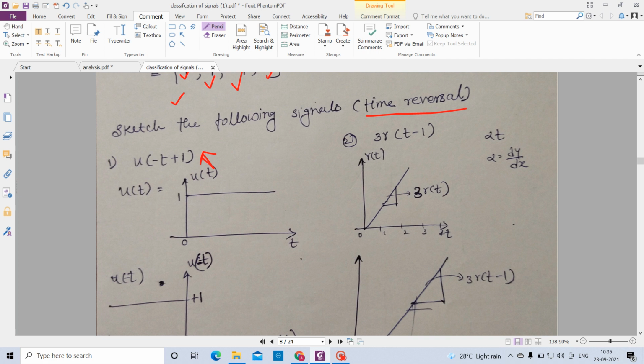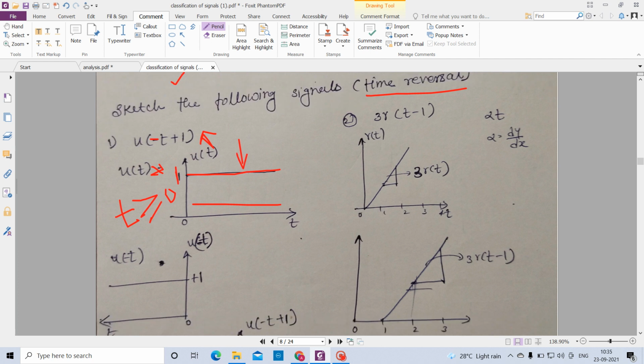So here we have u of, it is not plus t, it is minus t. So minus t plus 1. First, I have to write the unit step function. We know very well how to represent the unit step function graphically, right? The magnitude of u of t is 1 when t is greater than or equal to 0. The amplitude of u of t is 1. This is the graphical representation of the unit step function.